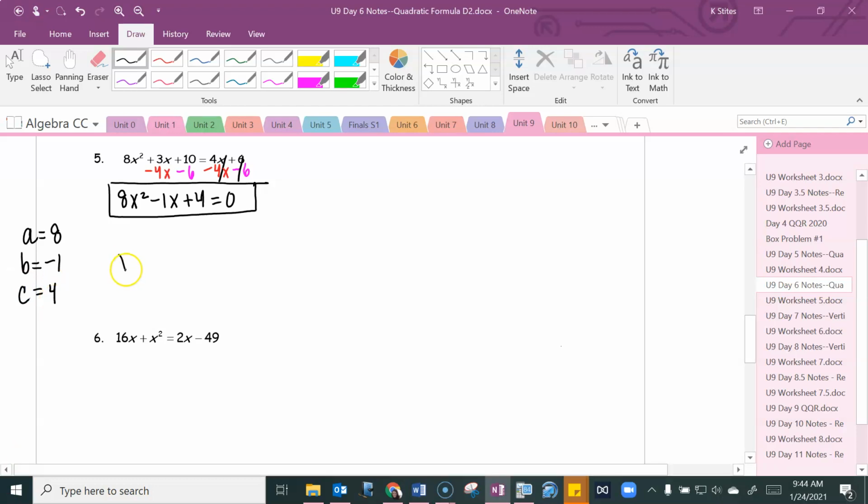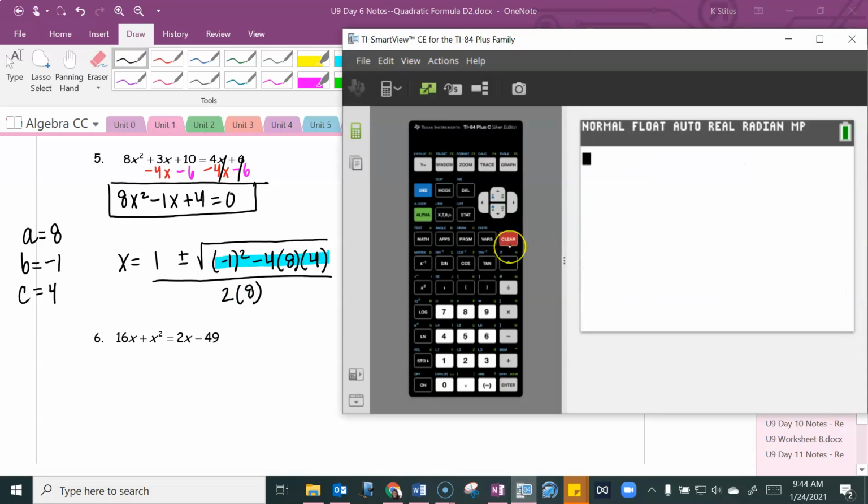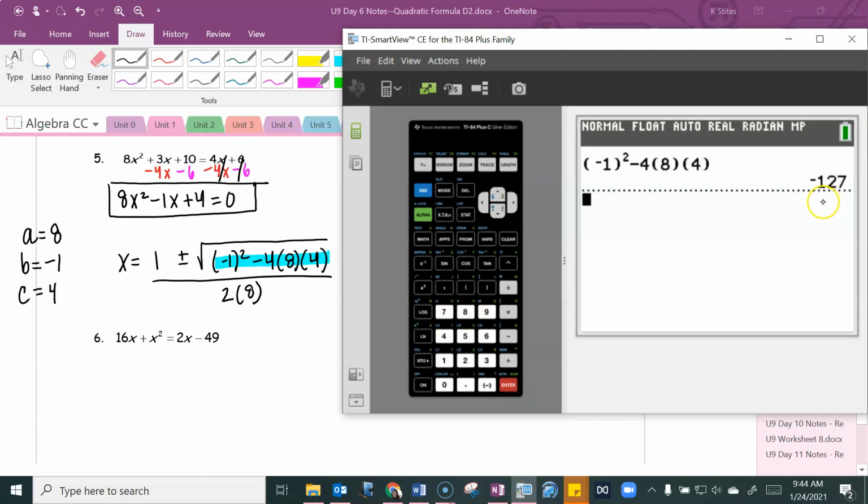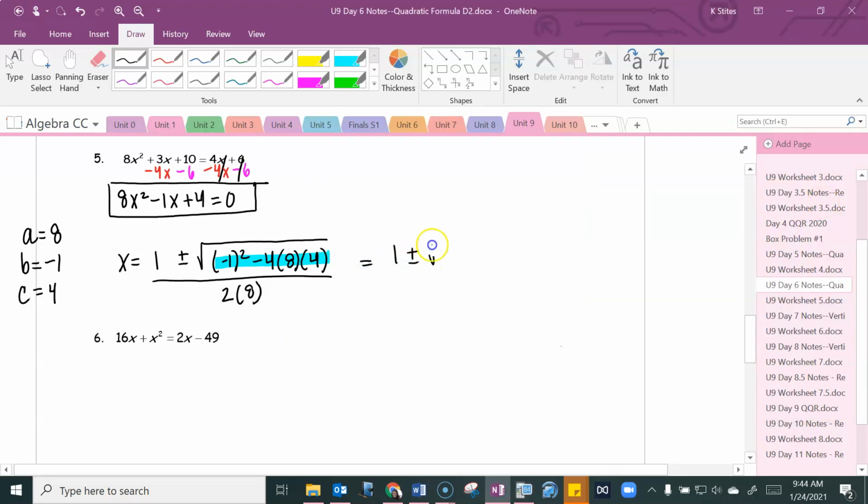All right, let's plug it in. X equals opposite B, so that's 1, plus or minus square root of B squared minus 4AC all over 2A. Next, evaluate the discriminant. So that's a parentheses, negative 1 squared minus 4 times 8 times 4, which gives you a negative 127. Well, wait a minute. 2 times 8 is 16.